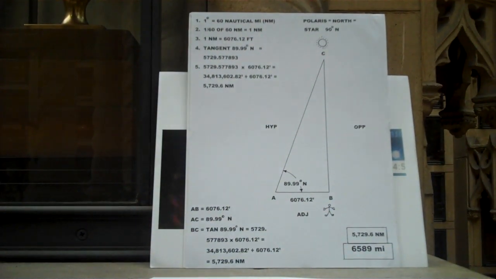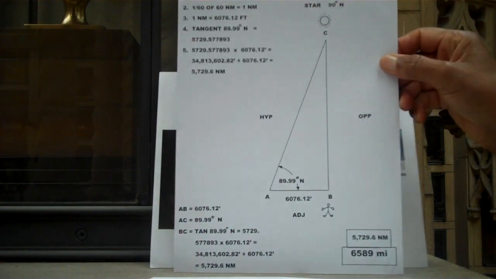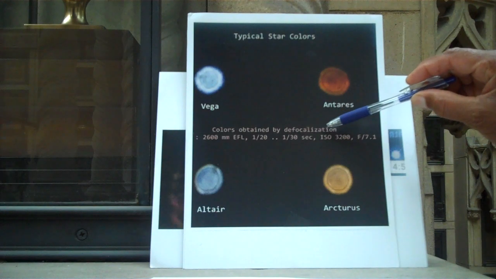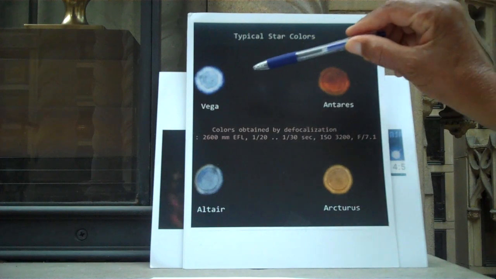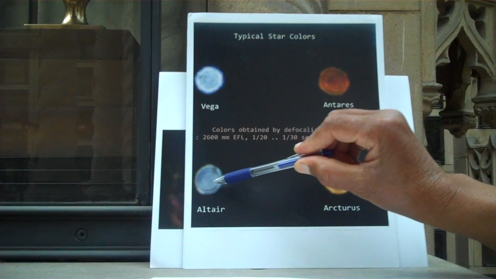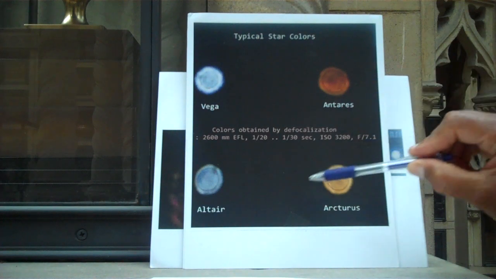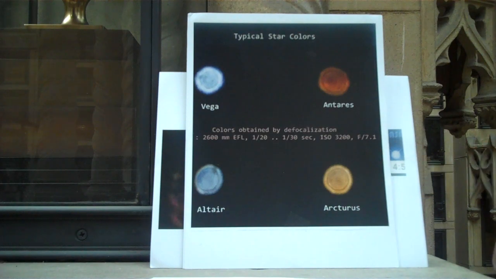Once again, if you have not seen part 1, please do so. These here are pictures taken with a telescopic camera, the P1000. These here are defocalized in order to capture their colors. When you defocalize them correctly, they will look similar to this, where you can determine the colors. This is Vega star, this is Antares, this is Altair, and this is Arcturus star.